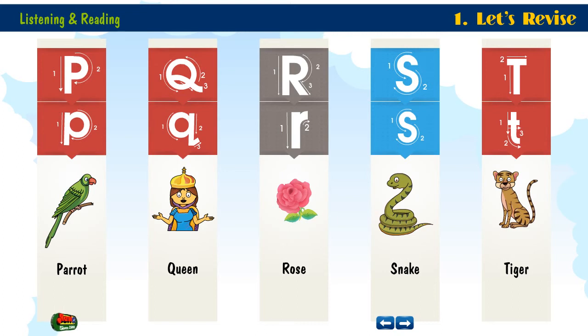Children, let's speak again. P for parrot. Q for queen. R for rose. S for snake. T for tiger.